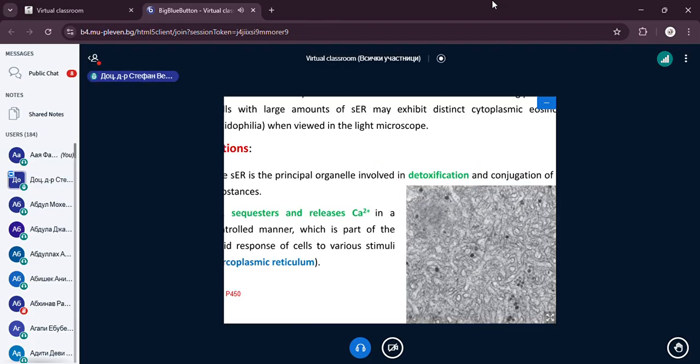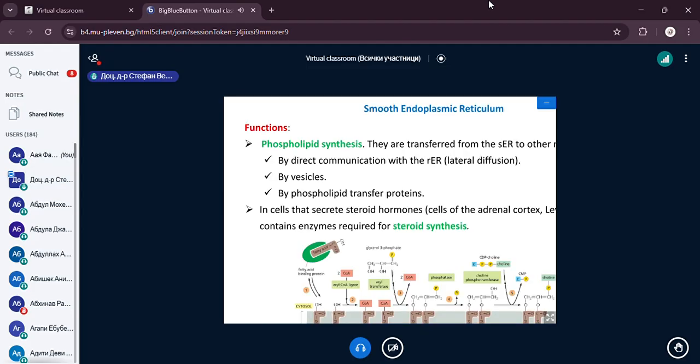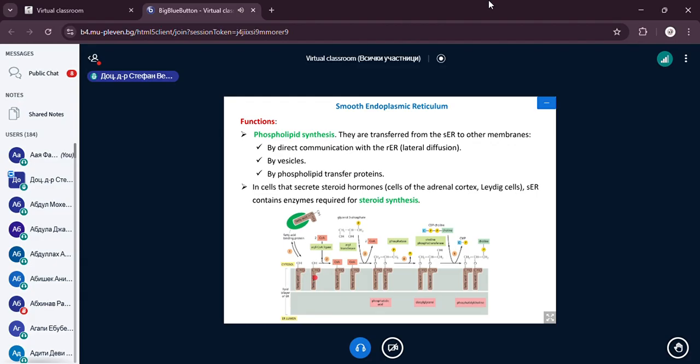And another function of the smooth endoplasmic reticulum is lipid synthesis, namely phospholipid synthesis. And you can see here, this diagram shows the process of phospholipid synthesis in the membranes of the smooth endoplasmic reticulum. That's how new phospholipids are produced. And then vesicles from smooth endoplasmic reticulum bound by membrane containing these newly synthesized phospholipids are transported to the plasma membrane.